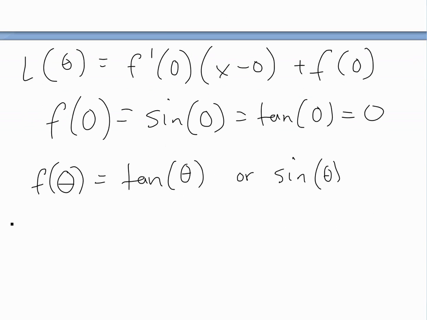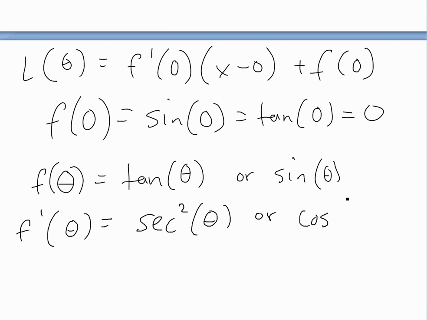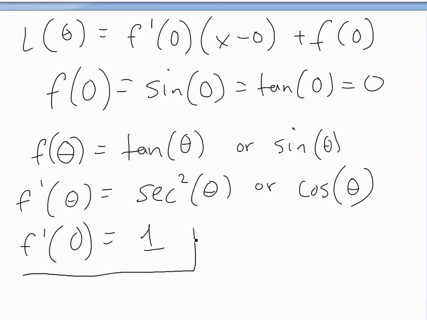Then the derivative in this case, see my video on the derivative of tan theta, is secant squared theta, or for sine, we're going to get cosine theta. If you plug in f prime of 0, this one is just 1 over cos squared 0, so this is going to be 1, and cos 0 is 1. So for both cases, it's going to be 1.